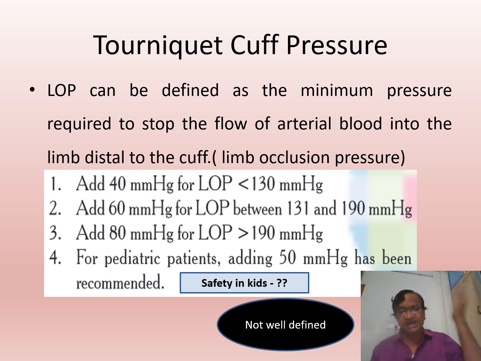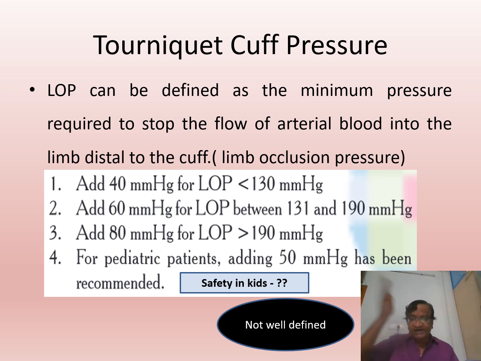If the BP is higher, add 80. Now if it is 140 systolic BP, add 60, making 200. If it is 190, add 80, make it 270. For pediatric patients, adding 50 millimeters has been recommended. Now, what is to be done? If it is 140, you add 60, make it 200. If it is 110, add 40, make it 150.